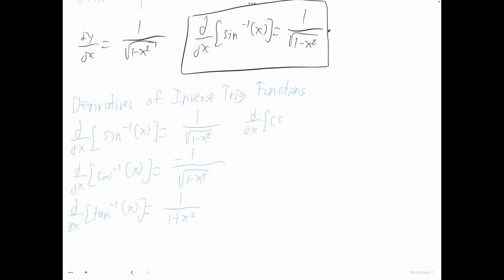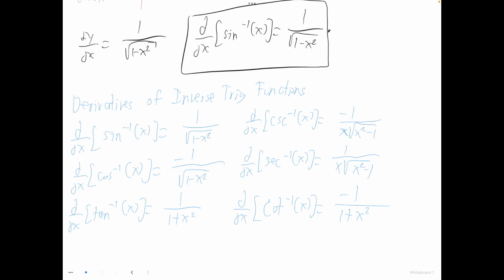The derivative of cosecant inverse of x is going to be negative 1 over x, square root of x squared minus 1. The derivative of secant inverse of x is 1 over x, square root of x squared minus 1. And the derivative of cotangent inverse of x is negative 1 over 1 plus x squared.